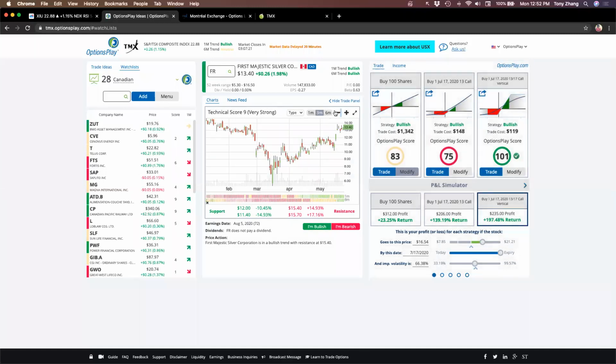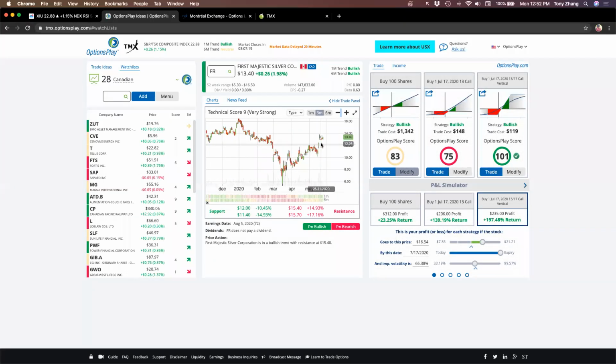First Majestic, similar to most of the other ones, not as strong as Barrick Gold or any of the other mining stocks. You have this major resistance level here around 14 or so that I do think you need to get above first. You've got to get above that before this thing can continue moving higher. Certainly it's trading up against that resistance level, looking close for that breakout, but not quite yet.